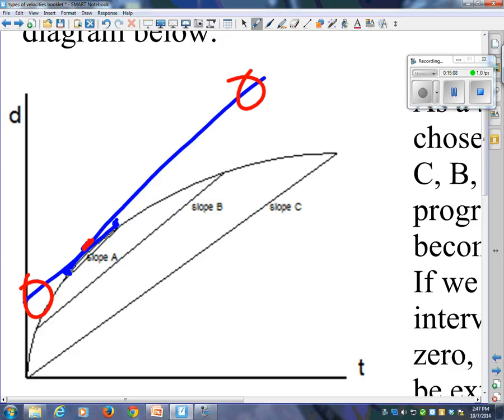That, my friends, is called a tangent line. The straight line is called the tangent line. The tangent line touches the curve at a single point. Have you heard that word before?